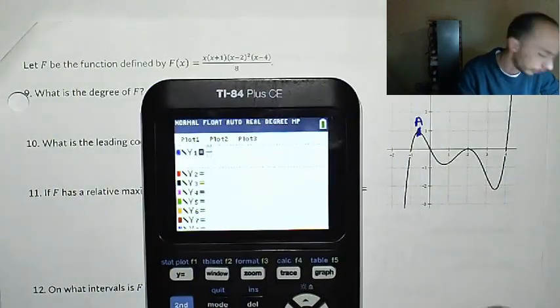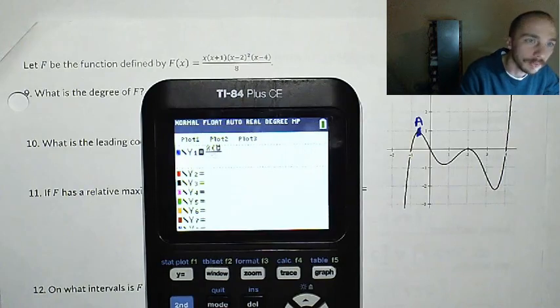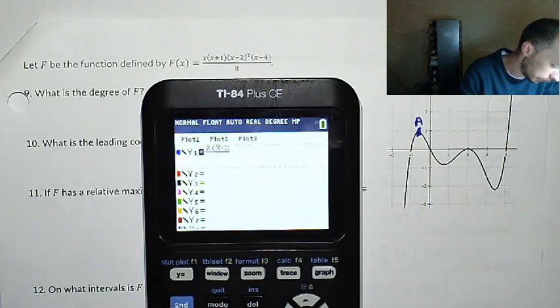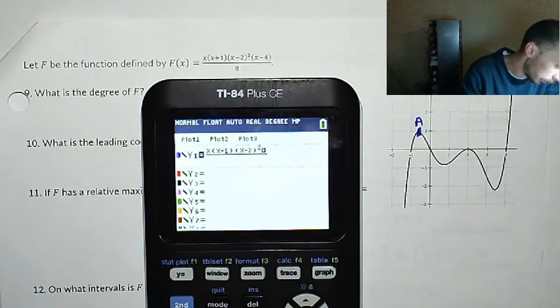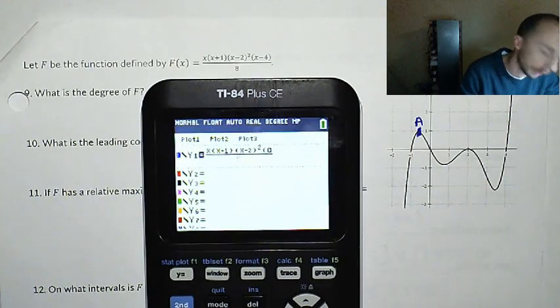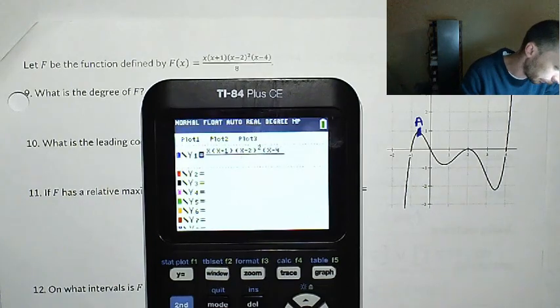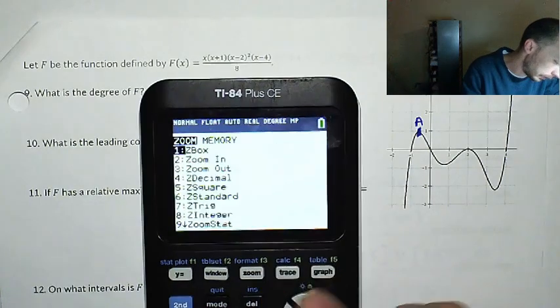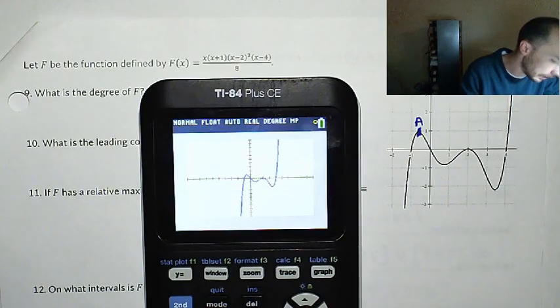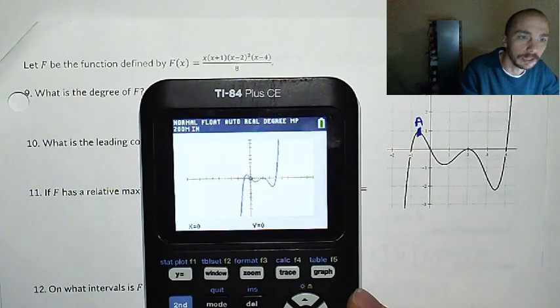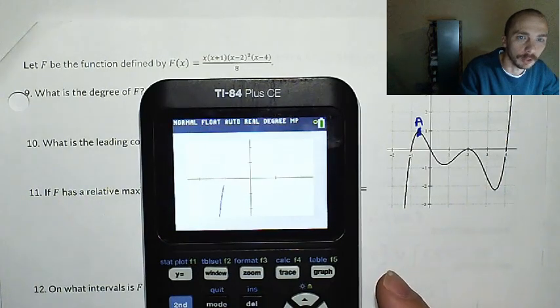And we're going to type in our function, just as we're seeing it, x times x plus 1 times x minus 2 squared times x minus 4, all divided by 8. All right, and then we're going to graph this on the standard window. I actually end up wanting to zoom in. Yeah, I just pressed zoom and then 2 for zoom in. And I'm just going to zoom in around the origin, and I'm going to hope for the best.